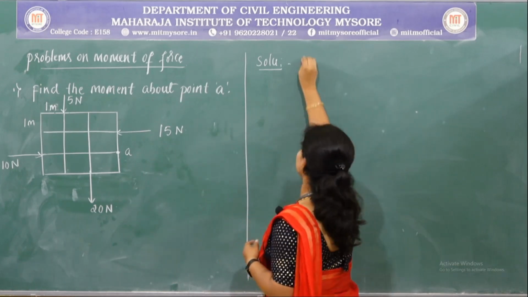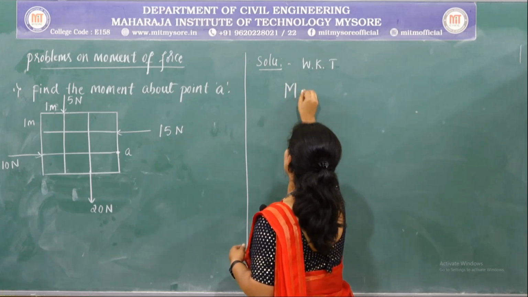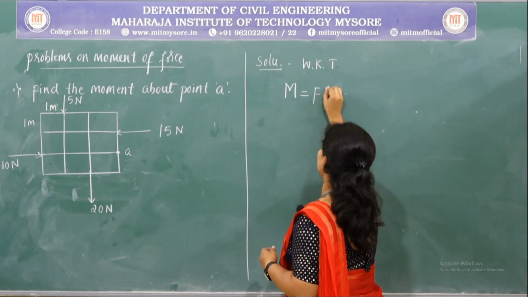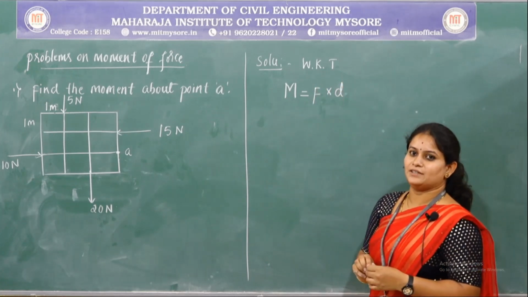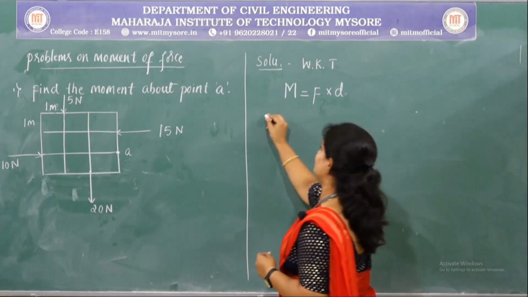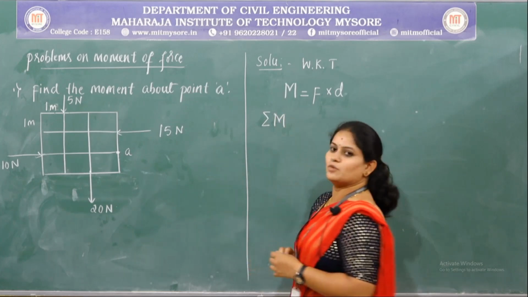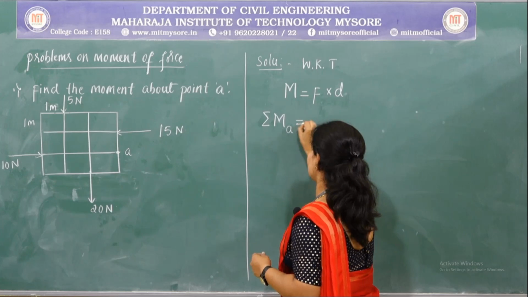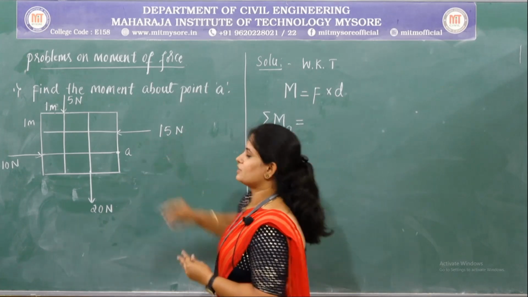So we know that the formula to find out the moment is the force multiplied by the perpendicular distance between the point and the force. So here there are four forces. So we shall consider the summation of the moment of all the forces about point A, which is equal to, let us consider the 15 Newton force.